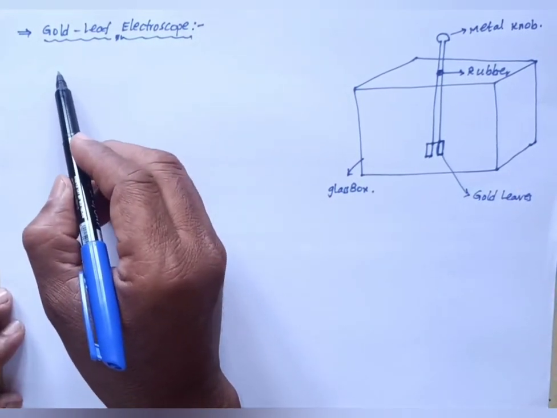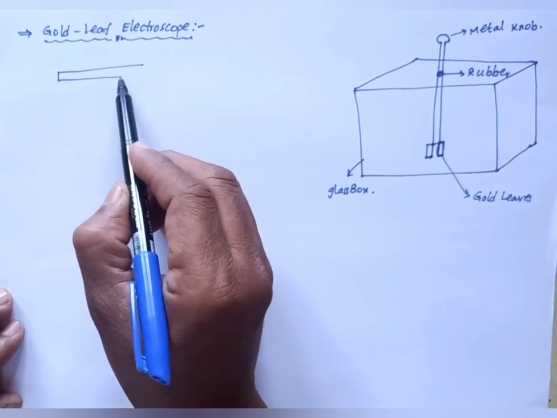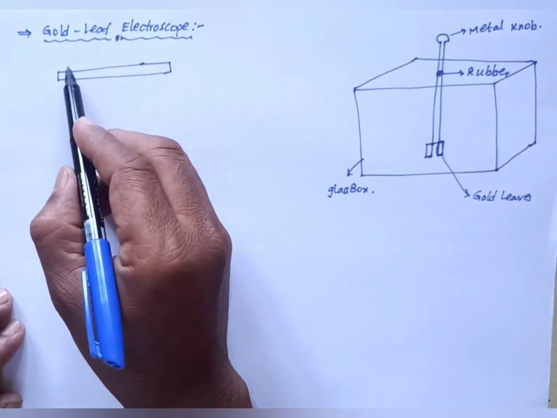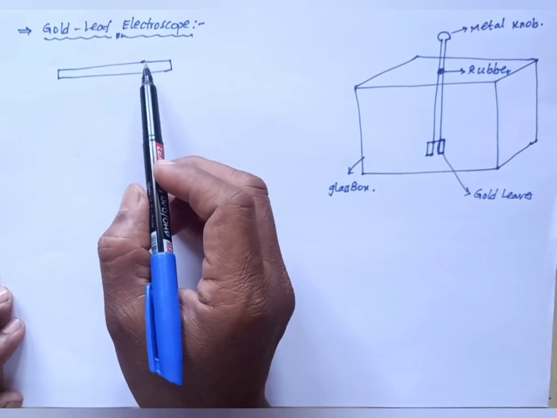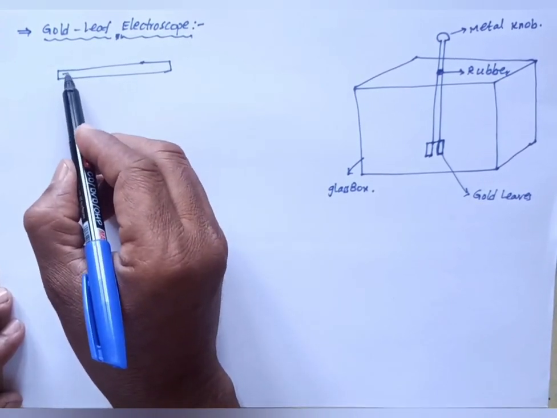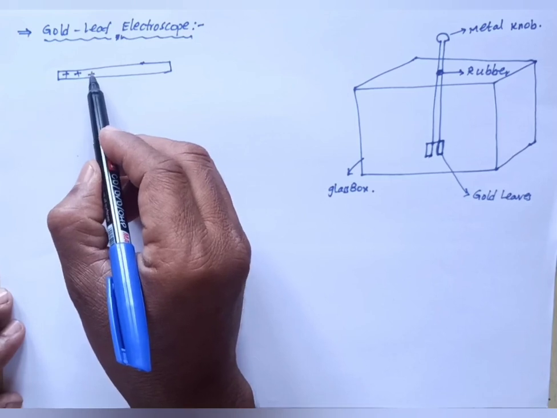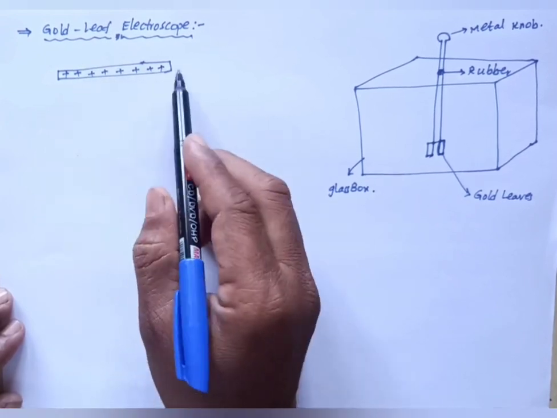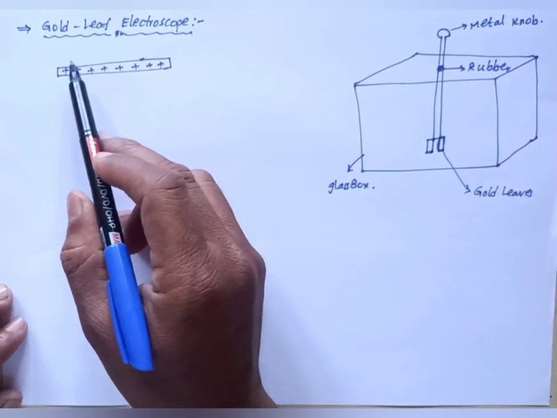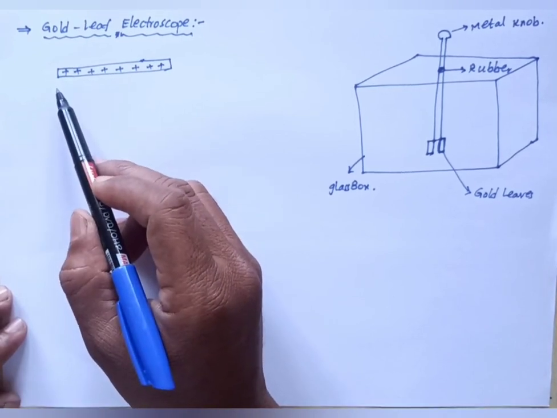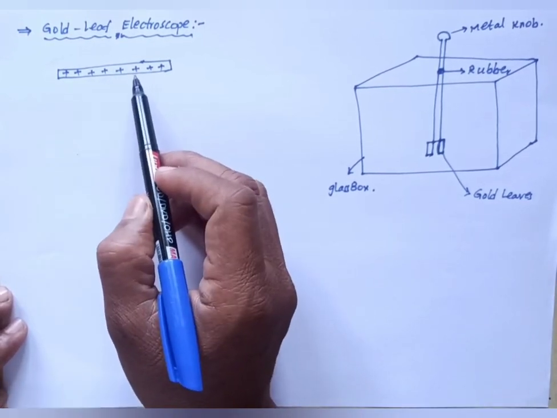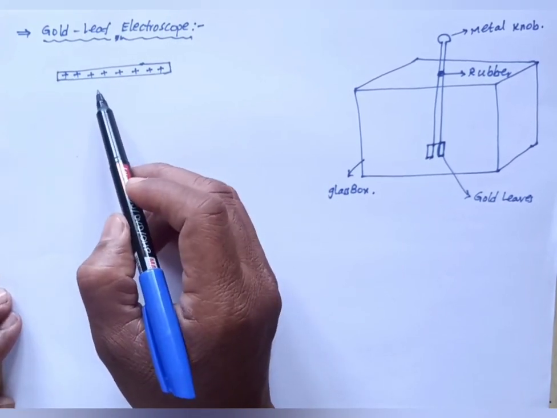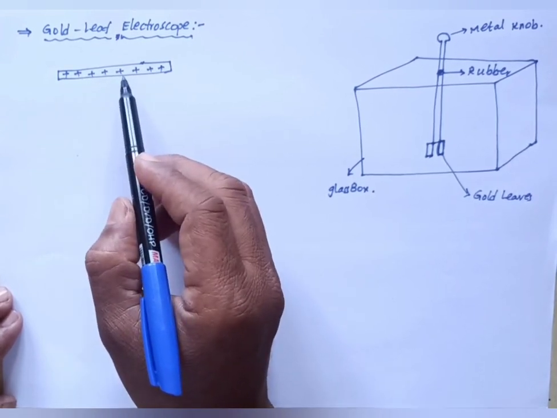Here a simple experiment. For example, we take a glass rod and rub it with a silk cloth. What happens after rubbing? It is positively charged. The silk cloth gains electrons from the glass rod, so the glass rod loses electrons and the silk cloth gains electrons. So the glass rod is positively charged.